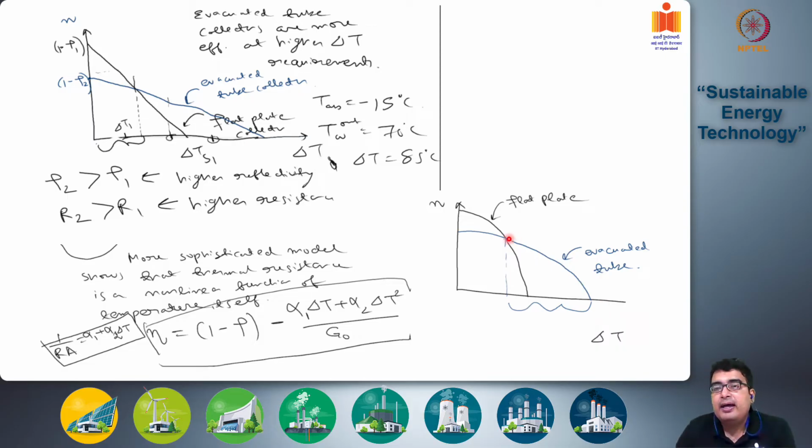Okay. And if you look at the quadratic function, you will see that for flat plate collectors, the quadratic function is extremely steep, whereas for evacuated tube collectors, the quadratic function is not as steep. So the actual region of operation of evacuated collectors is higher for more accurate quadratic evaluations than you will see in a linear evaluation. Okay.